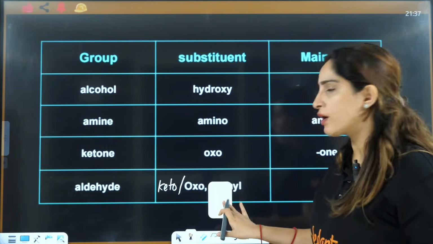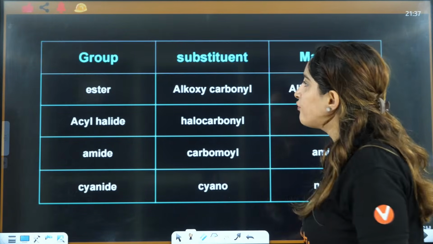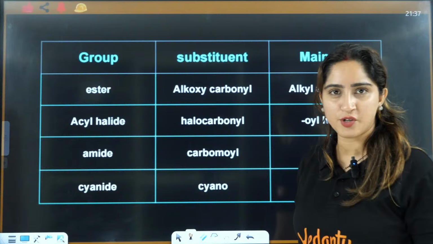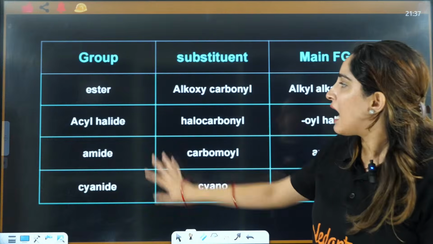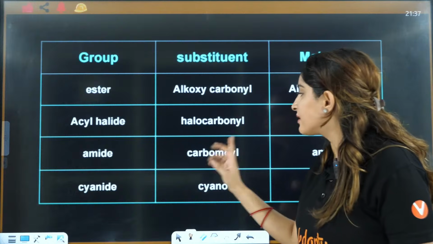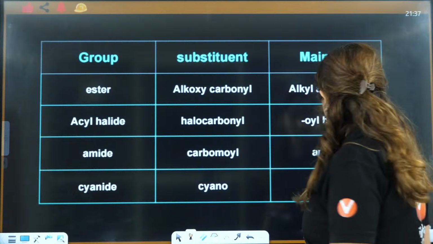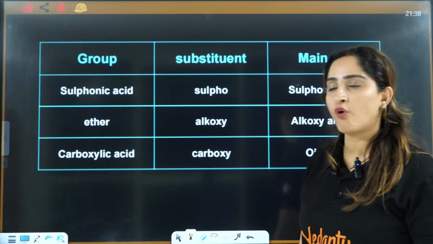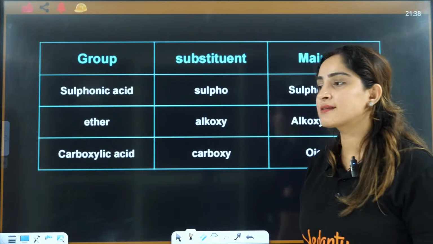Formyl is written, but for a different concept that we will learn when we do the examples, right? Then for ester, very rarely you will see these as substituents, but ester is written when you have alkoxycarbonyl. Acyl halide is written as halocarbonyl. Amide is written as carbamoyl. Cyanide is written as cyano. Sulfonic acid is written as sulfo. Ether is written as alkoxy. Carboxylic acid is written as carboxy.